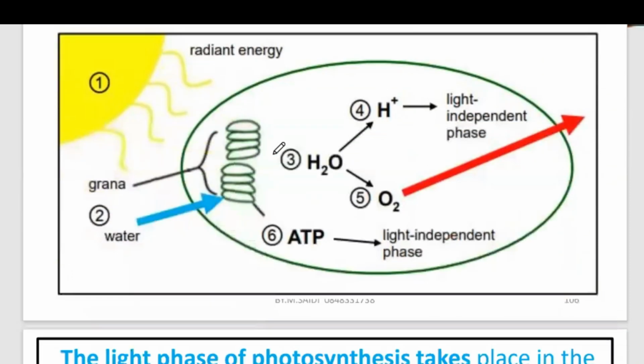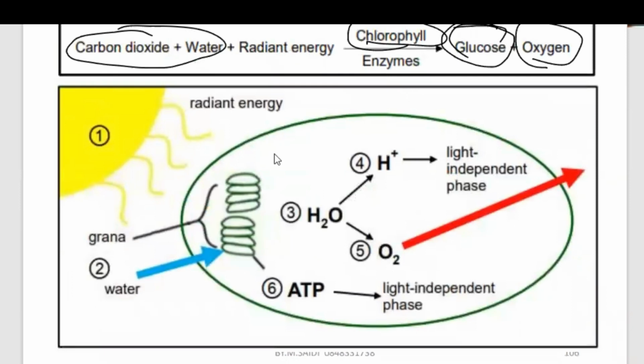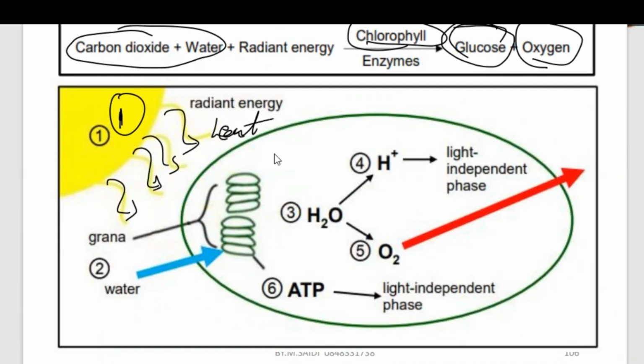So step one: the sun will release this radiant energy. The radiant energy will be trapped by the leaf. We have seen that the leaf has adaptations which make it able to trap this light. If you look at the palisade mesophyll, it is packed with cells with a lot of chloroplasts which trap the sunlight.